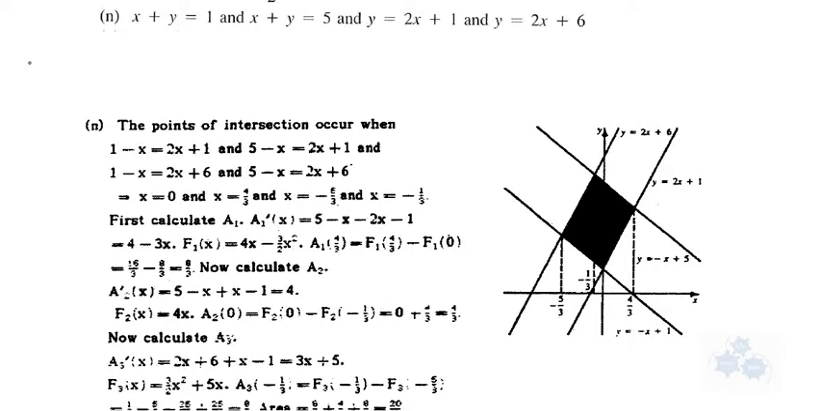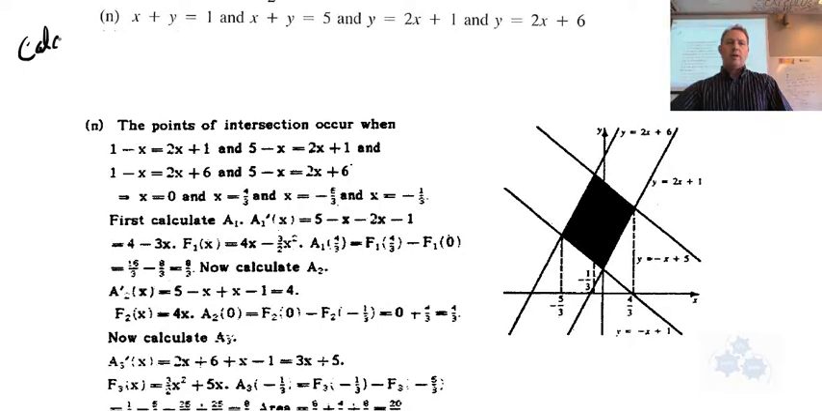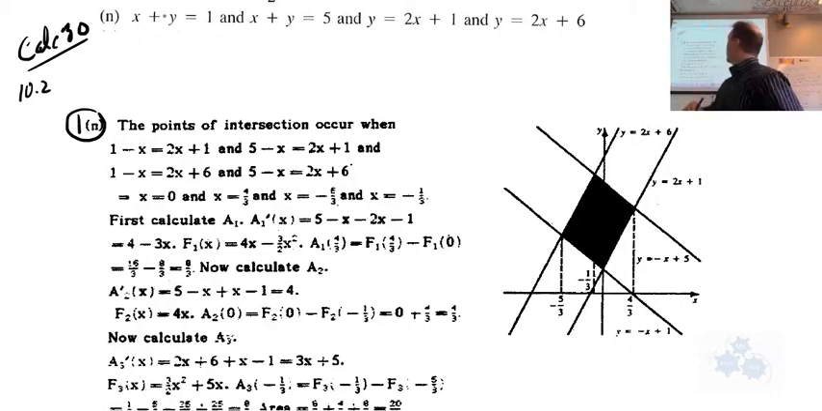Okay, so this is Calculus 30. This is in the Stewart textbook, 10.2, number 1N. What this question is asking is to find the area of the region contained within these lines. Here are the lines.